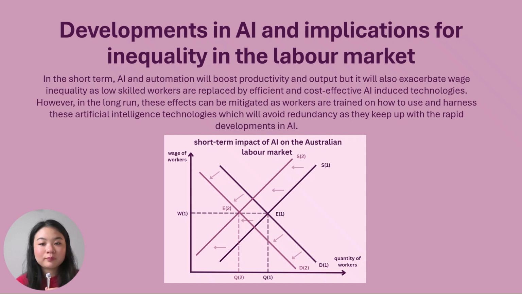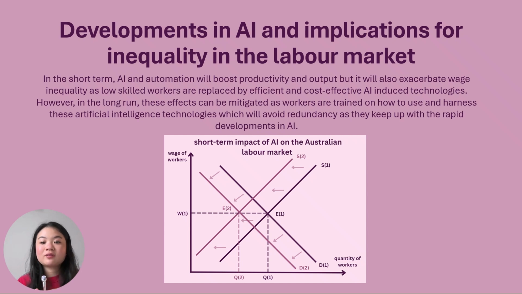In the short term, AI and automation will boost productivity and output, but it will also exacerbate wage inequality as low-skilled workers are replaced by efficient and cost-effective AI-induced technologies. However, in the long run, these effects can be mitigated as workers are trained on how to use and harness artificial intelligence, which will avoid redundancy as they keep up with the rapid developments in AI.